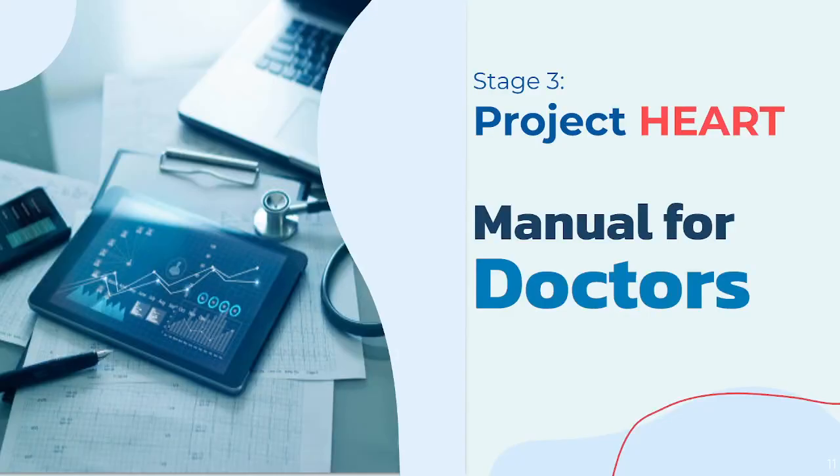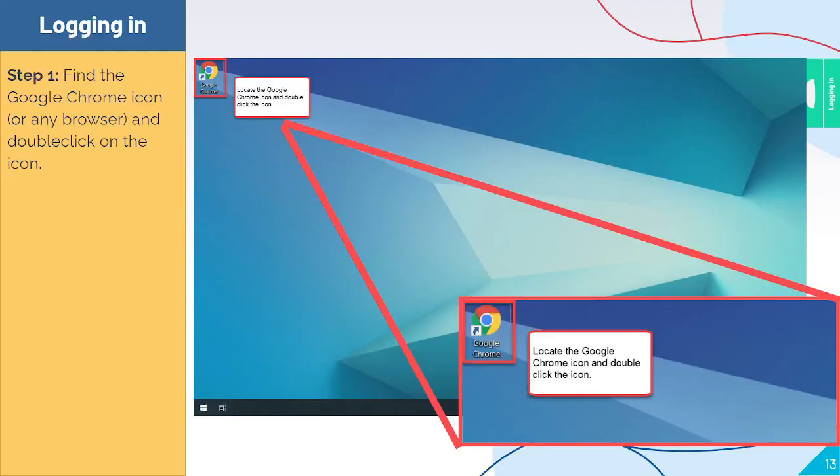Next, I shall now be discussing the step-by-step guide on how to use the EMR for doctors. Number 1, logging in. First, find the Google Chrome icon or any browser and double click on the icon. You could use Microsoft Edge or Mozilla Firefox for the usage of the HEART.